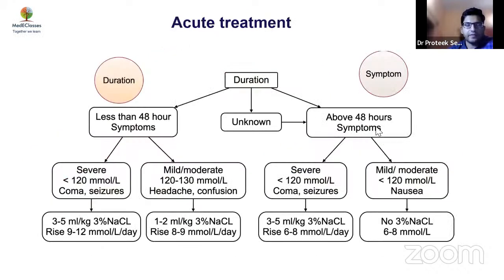So this slide very well depicts the approach based on the duration and the symptoms. If the duration is less than 48 hours and there are symptoms, you have to treat. If there are mild to moderate symptoms, sodium between 120 and 130, you may not give 3 to 5 ml, but 1 to 2 ml per kg, and the rise should be between 8 to 9. If the duration is unknown, consider it as chronic, above 48 hours. Only when there are symptoms do you give 3% NaCl. If there are no symptoms, do not give it. Treat the underlying cause and it will improve automatically.